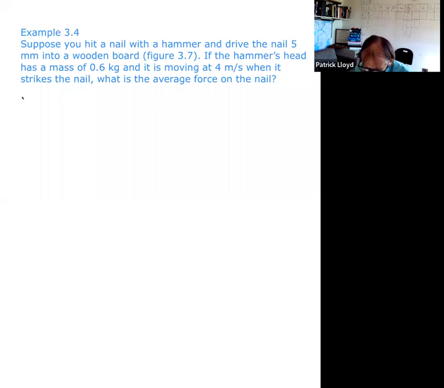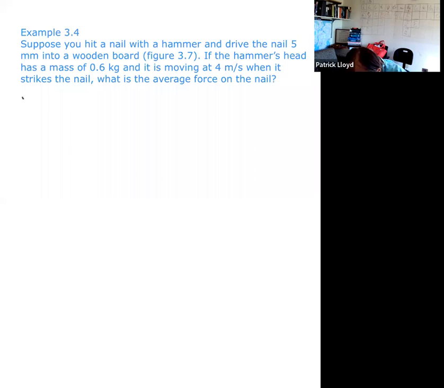Okay, this is example 3.4. In this example, we're putting everything together: work, force, and kinetic energy. Suppose you hit a nail with a hammer and drive the nail 5 millimeters into a wooden board, which is in figure 3.7. If the hammer's head has a mass of 0.6 kilograms and it's moving at 4 meters per second when it strikes the nail, what's the average force on the nail?